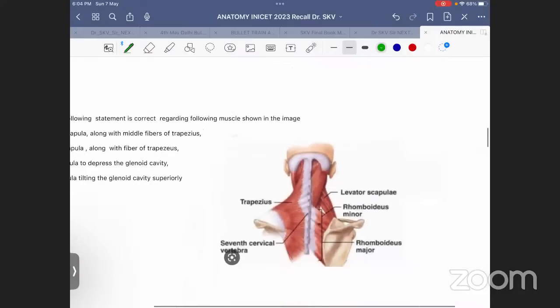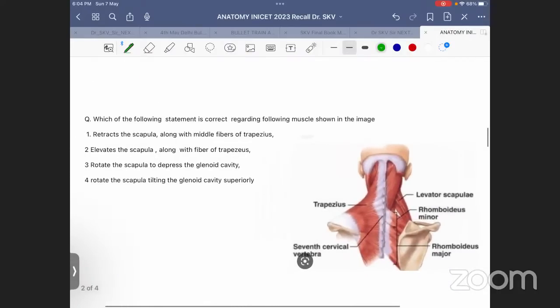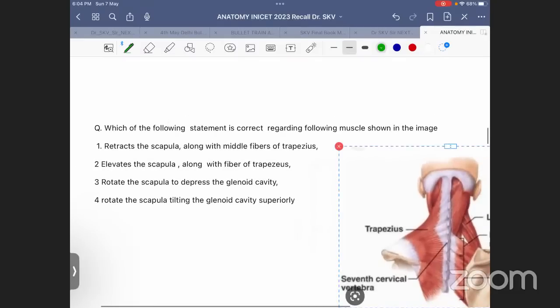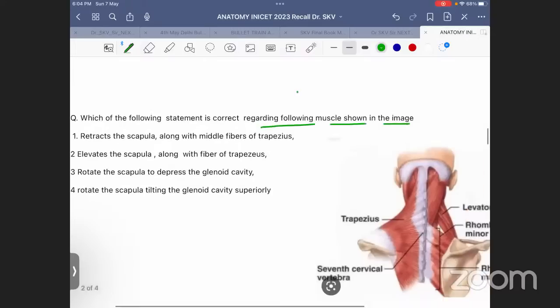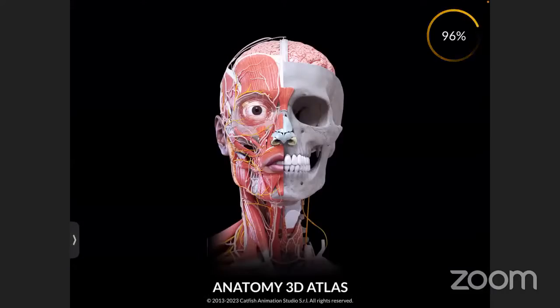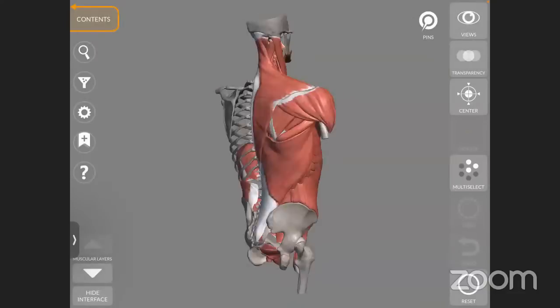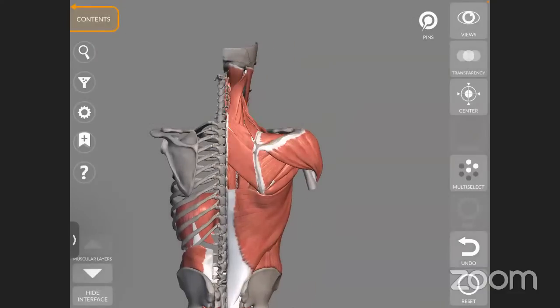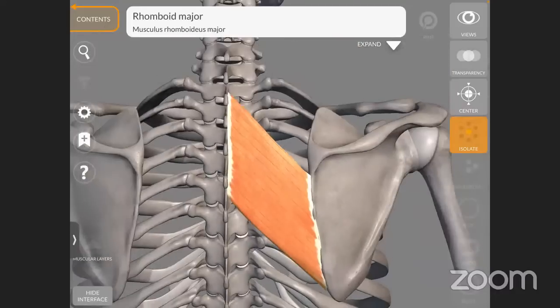There was this kind of question pattern, an image-based question. Which of the following statements is correct regarding the following muscle shown in the image? So this image had been given. I taught you earlier with the three-dimensional orientation. Students, we are saying that there was the rhomboid muscle, rhomboid major and minor. This is the trapezius muscle. This is the rhomboid muscle. Getting the point? Fine. Yes.